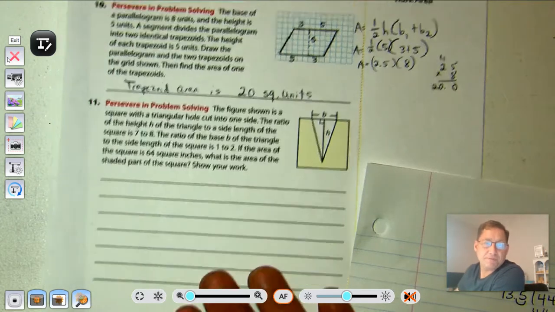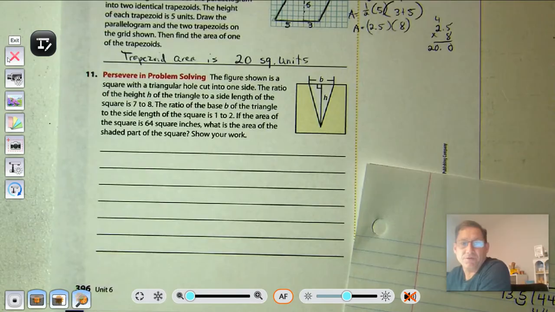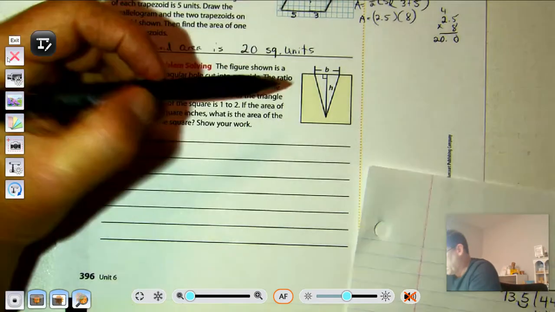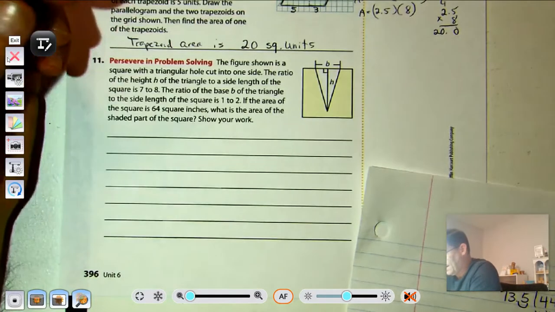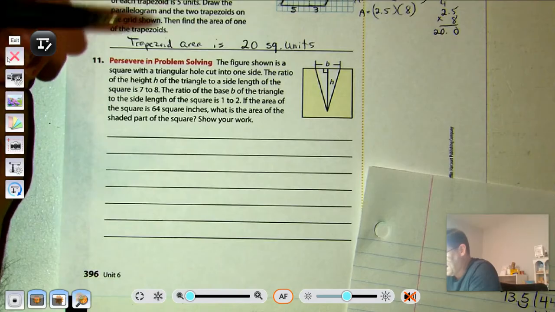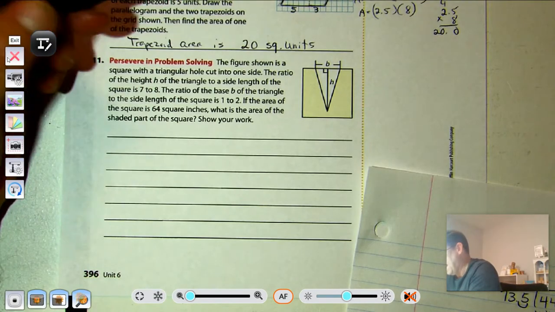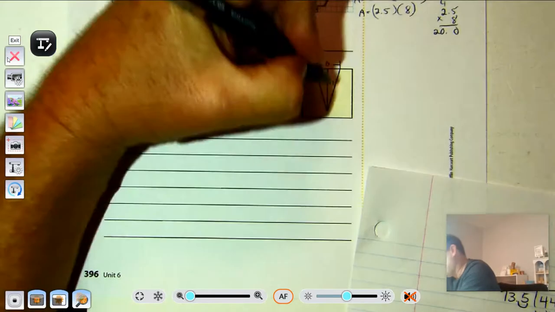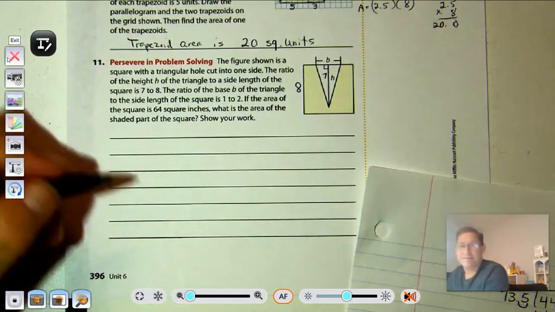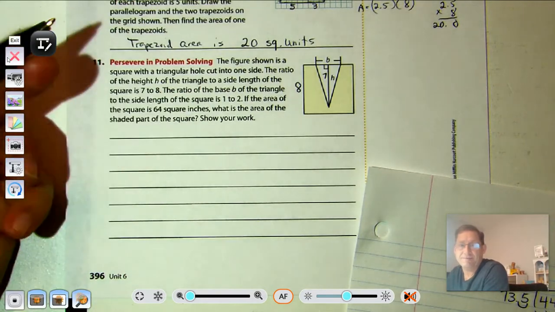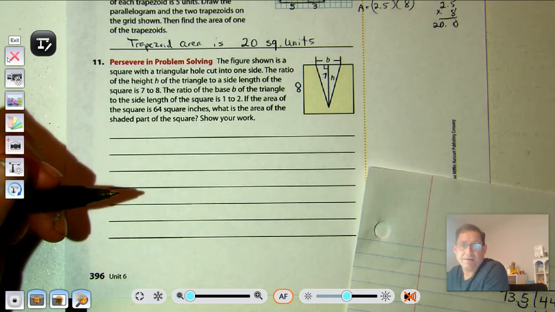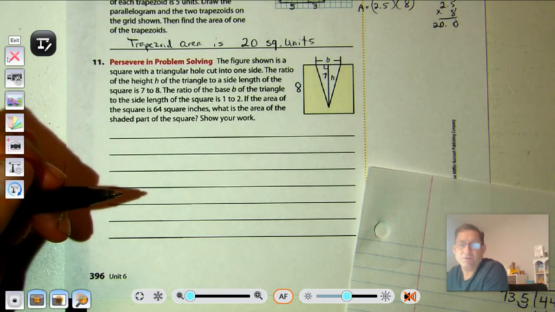All right, number 11. The figure shown is a square with a triangular hole cut into one side. The ratio of the height of the triangle to the side length of the square is 7 to 8. Okay, so the side of the square is 8. The height is 7 to 8. So the height is 7. The side of the square is 8.